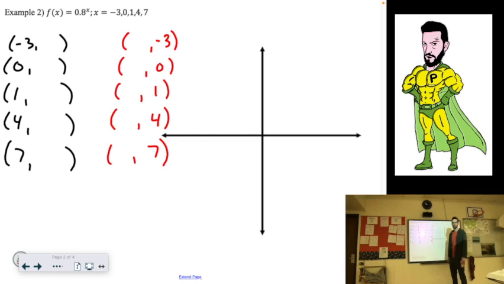Now we need to figure out the missing part. So let's substitute these in here. 0.8 to the -3rd power is 1.95. So that will become our other x, 1.95. 0.8 to the 0 power: anything to the 0 power is 1. 0.8 to the 1st power is just going to be 0.8.